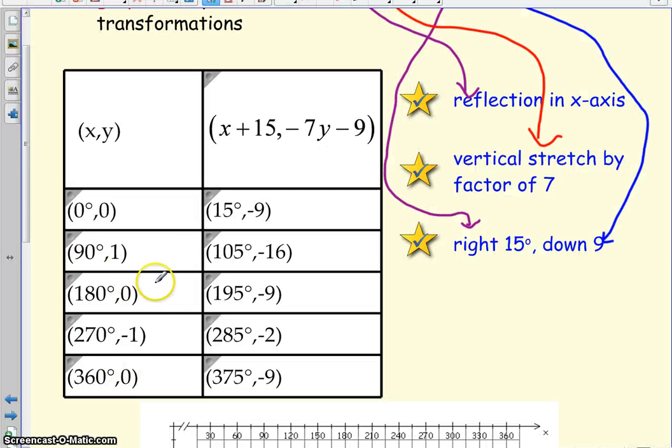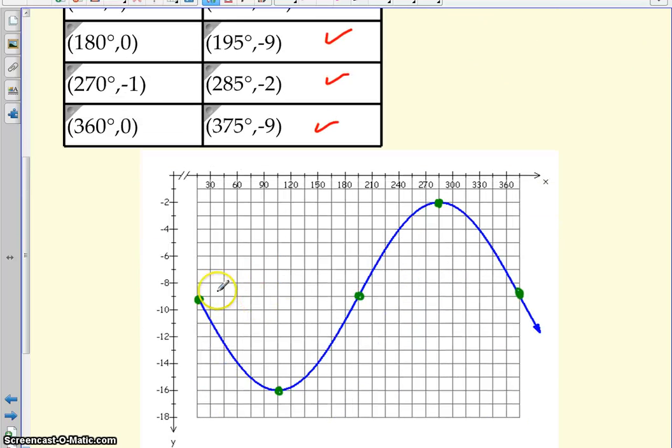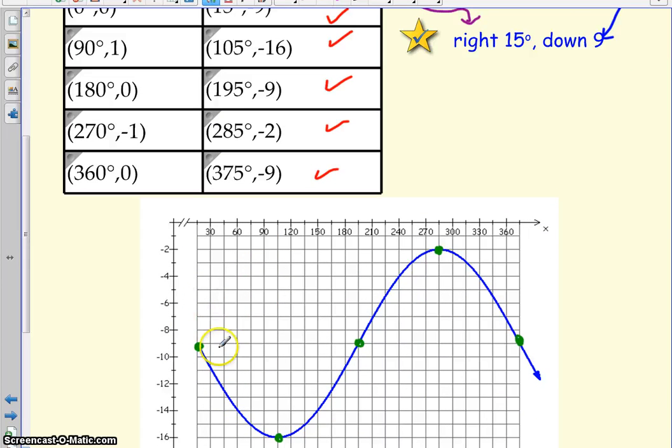So we take those points and plug them into our mapping rule. We should get these for our image points. Just check your math for all of them. We plot them onto a graph, so that would be these green points right here, and then we again connect them with a smooth sinusoidal curve. Try not to make it look, if you draw something like this, where it looks straight, that's not good. That's not sinusoidal. Sinusoidal has curves involved. So again, try to make it look like a nice smooth sinusoidal curve.